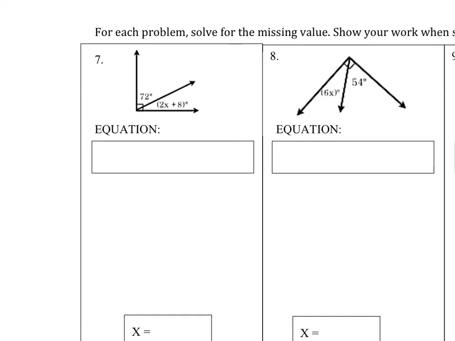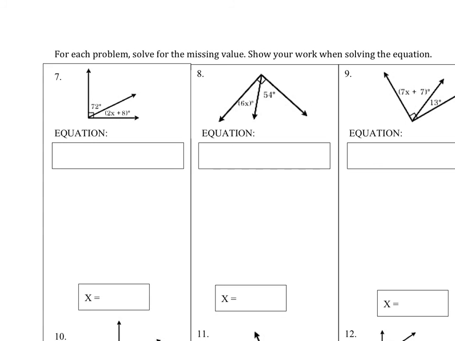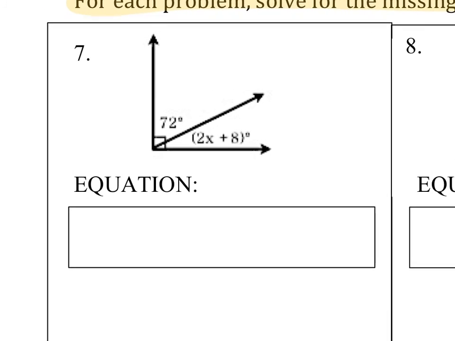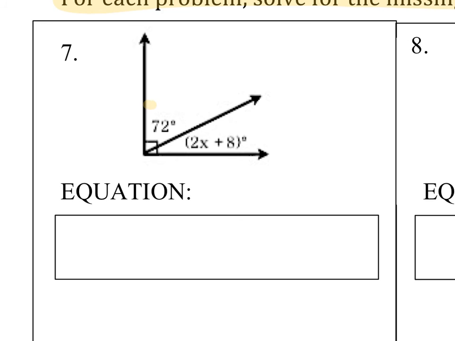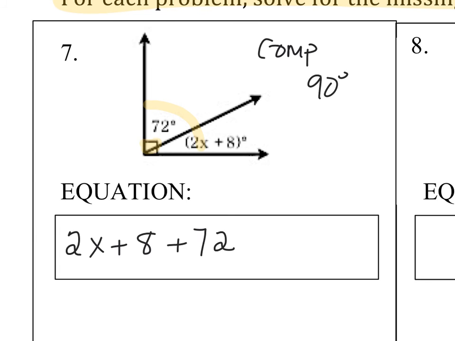All right, so in this one, solve each problem. For each problem, solve for the missing value and show your work when solving the equation. This is the fun stuff. This is just the plain old math that we're going to do. I noticed that right here, this angle and a 90-degree symbol are going to be complementary, which add up to equal 90 degrees. So 2x plus 8 plus 72 is going to equal 90 degrees.